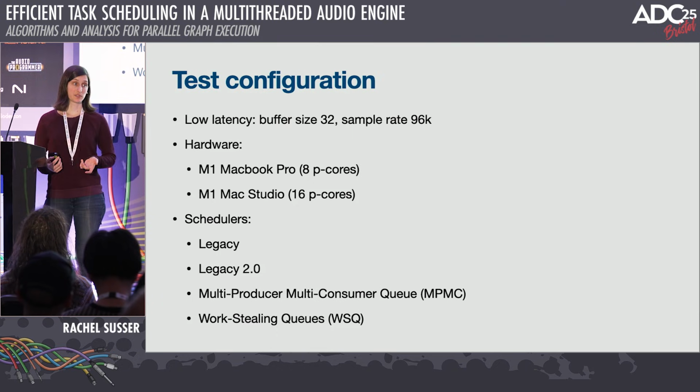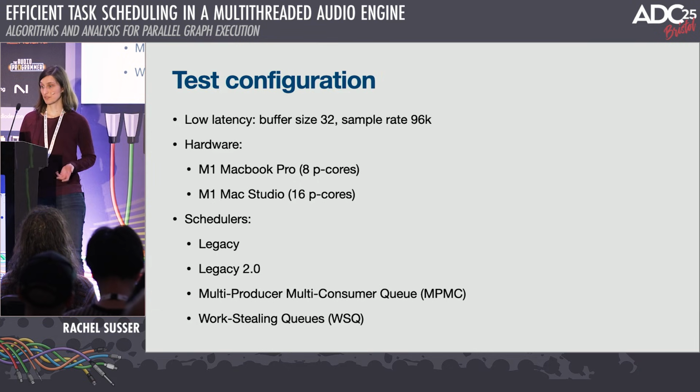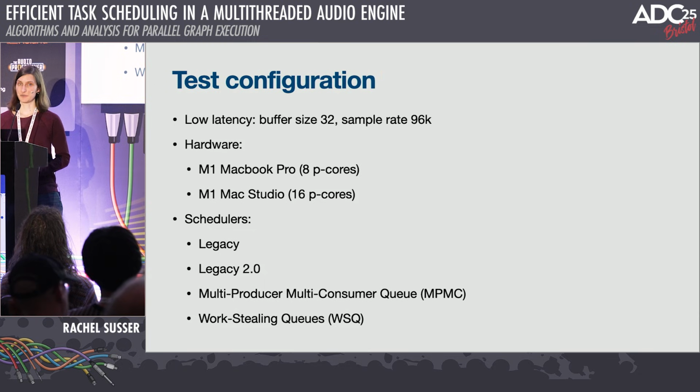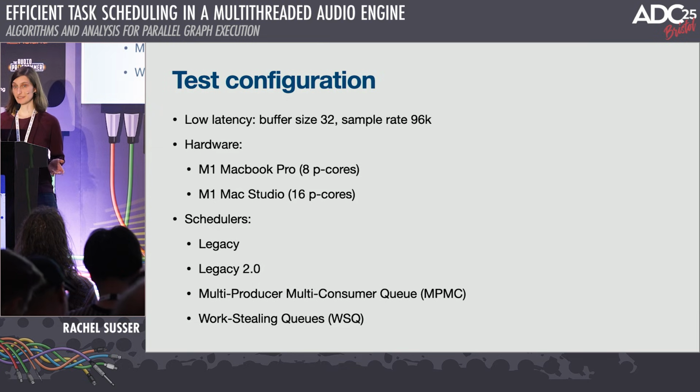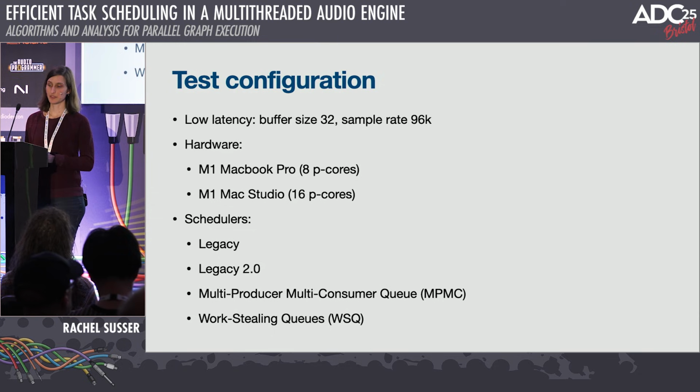Most of the tests were run on this MacBook Pro, which has 8 performance cores, and some additional testing was done with a Mac Studio that had twice the number of performance cores. We have done scheduler performance testing on Windows, don't worry. And we even added a Windows-specific optimization to our work stealing queue implementation that I don't really have time to get into today. But the specific tests I'll be sharing results from today were only run on Mac due to time constraints.